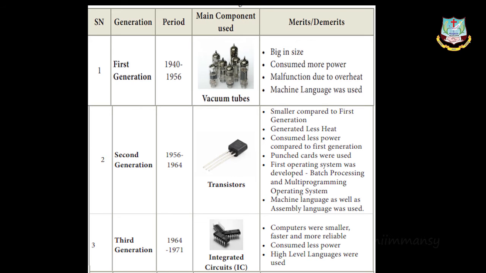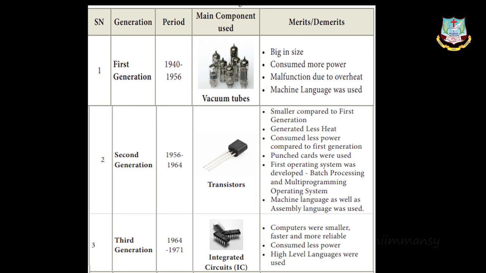Third generation means it used ICs, integrated chips or integrated circuits. These are smaller, faster and more reliable when compared to the second and first generation. This consumed less power than the second generation, and high level languages were used. That means it can understand the language which we give, convert it to machine language, process it, and again convert it back to the high level language, and give us the output as we gave it.